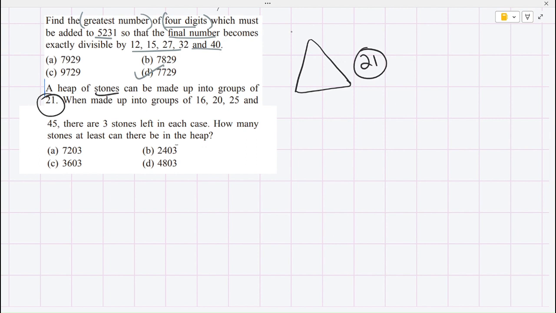21, which means if we take 21 stones from it, then many such groups can be made, that is, one group has 21 stones. This is what this first statement means. Then focusing upon the second statement, it says when made up into groups of 16, 20, 25 and 45, there are 3 stones left in each case.